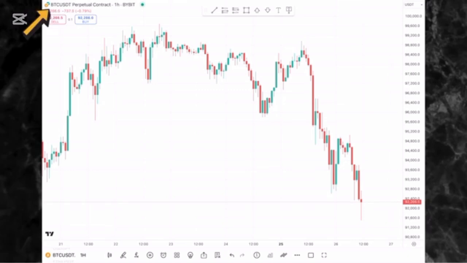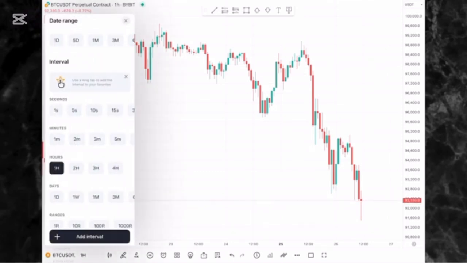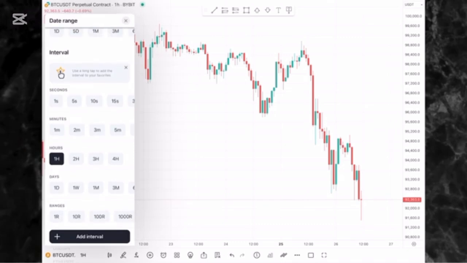As you can see on the screen, this is the BTC USDT chart right here. To select your time frame, you come right here to where the arrow is pointing. If you click on it where you have 1H, you see the different time frames you have in the market. You can see you have seconds: 1 second, 5 seconds, 10 seconds, and so on. For minutes, you have 1 minute, 2 minutes, 3 minutes, 5 minutes, and so on. For hours, you have 1 hour, 2 hours, 3 hours, and so on. So you see the other time frames you have right here.